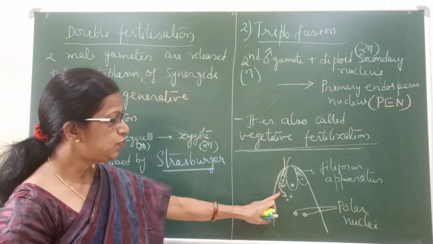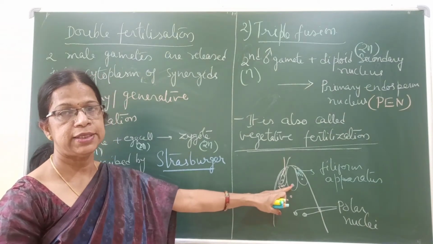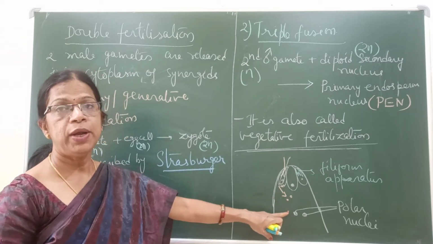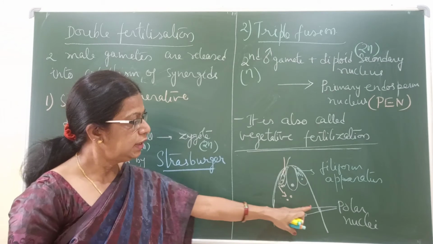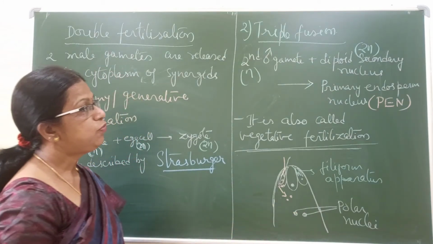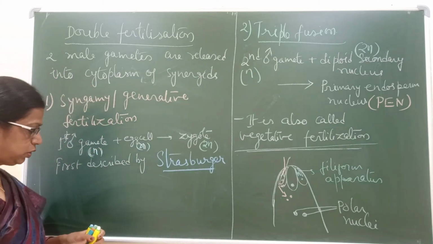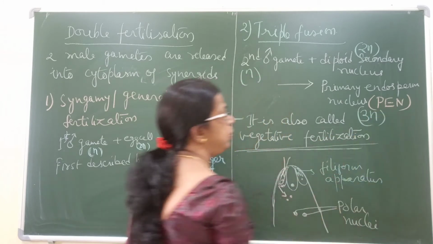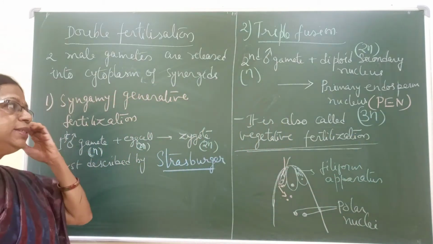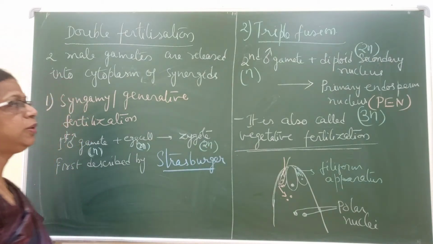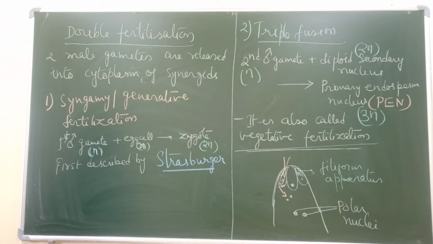The first male gamete is fusing with the egg nucleus. The second male gamete is fusing with the two polar nuclei which are present in the cytoplasm of the central cell. And then it forms the primary endosperm nucleus. This primary endosperm nucleus is a triploid nucleus formed in the central cell. And this process is called triple fusion, or it is also called vegetative fertilization.